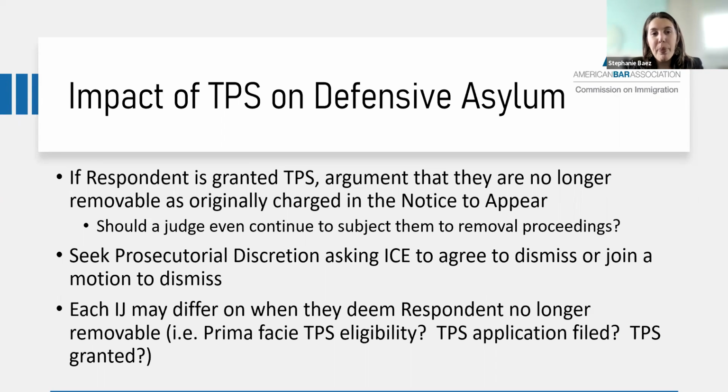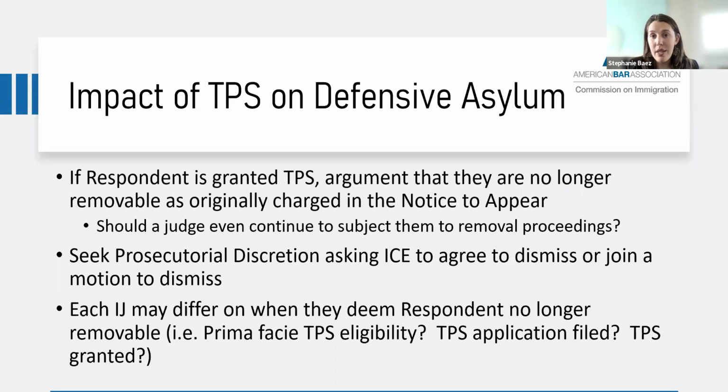If your client applies for TPS through USCIS and that TPS is granted, then there's an argument that they're no longer removable. The original notice to appear says that they're removable for whichever grounds, but if they now have status and a legal ground to be in the United States, they're no longer removable. So at that point, there's a real question of, does this case even continue? And once the TPS is granted, it's possible that your case in removal proceedings is terminated or closed. So there's a couple options along the way.